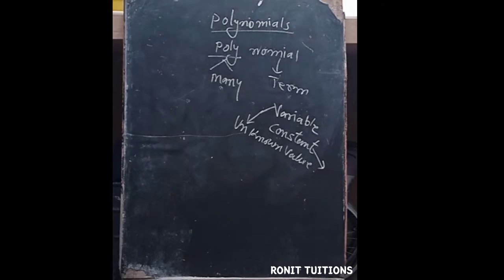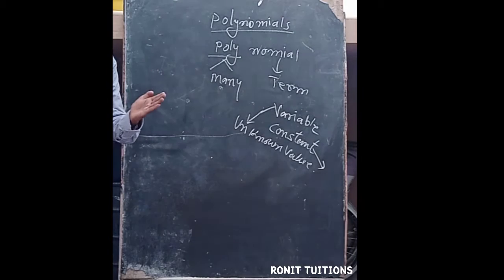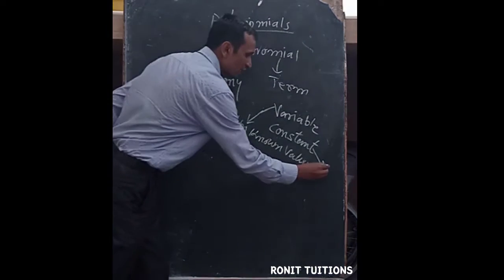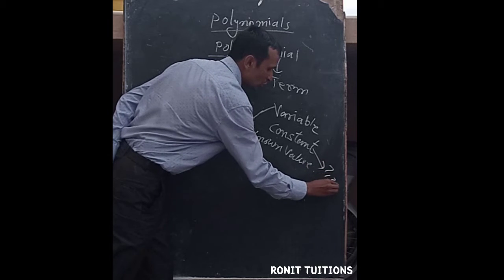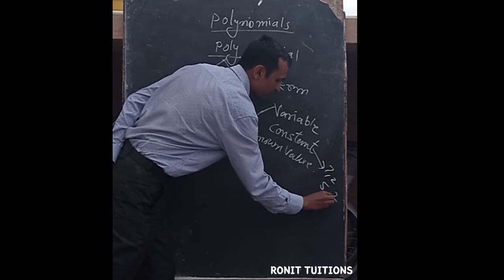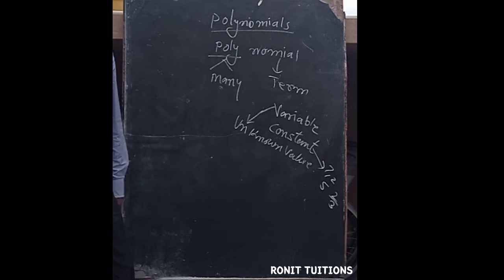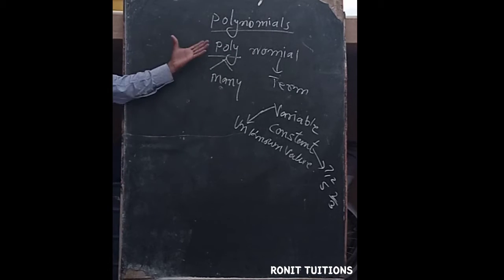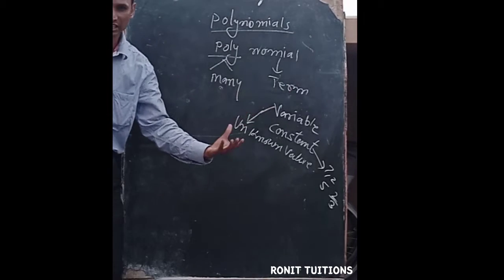Constant is any number whose value we know. That is called the constant, like 7, 2, 3, 5, 2 by 3, like that. So polynomial means many terms. So what is the term first?